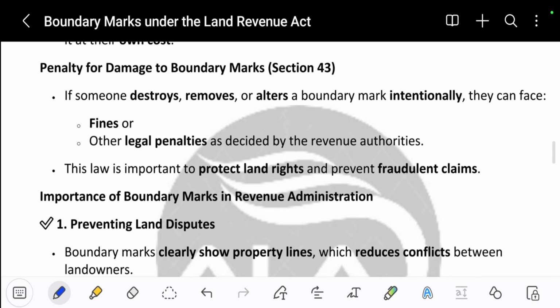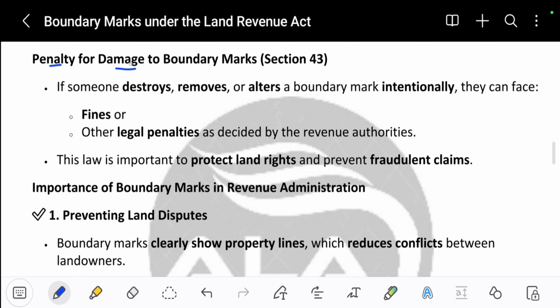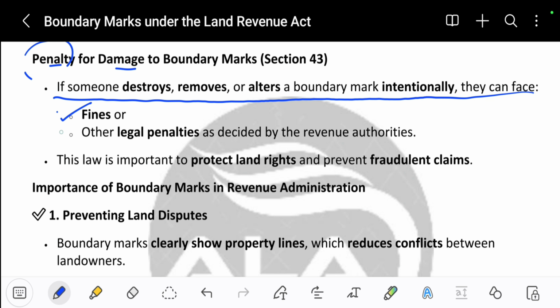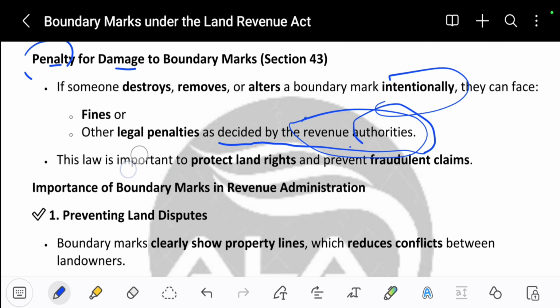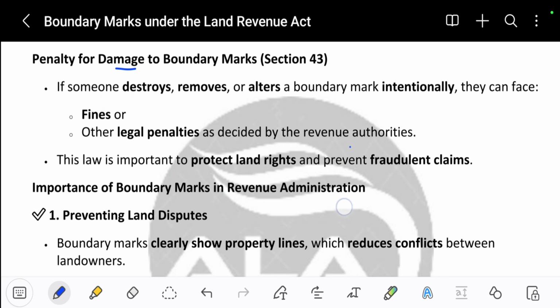Section 43 deals with the penalty for damaging the boundary mark. So this section discusses the penalties or punishments. If someone destroys, removes, or alters a boundary mark intentionally, they can face fines or other legal penalties as decided by the revenue authority. So the revenue authority will put a fine on them or will punish them with any kind of other thing if they intentionally remove the boundary, destroy the boundary, or alter the boundary. Okay, this is the thing mentioned in Section 43. Now moving on to the next points.